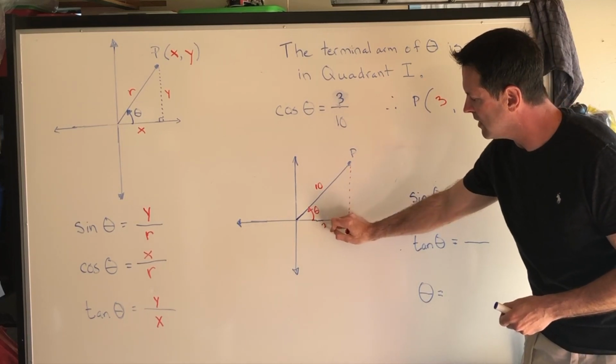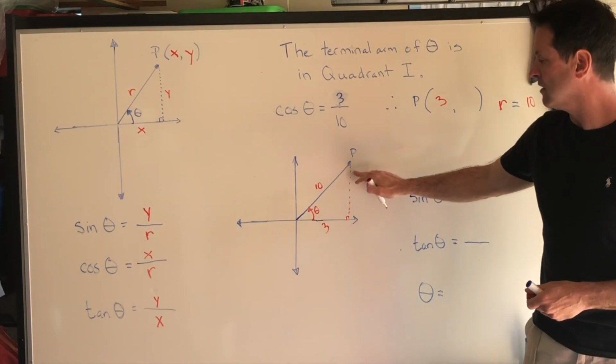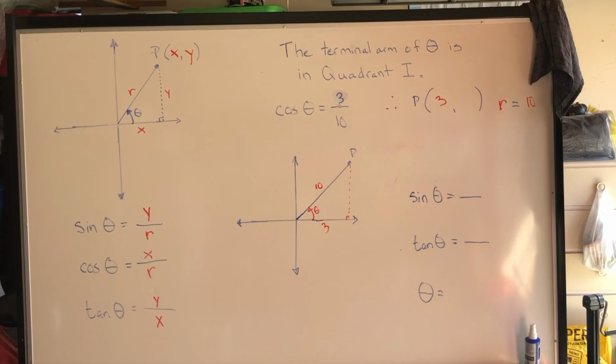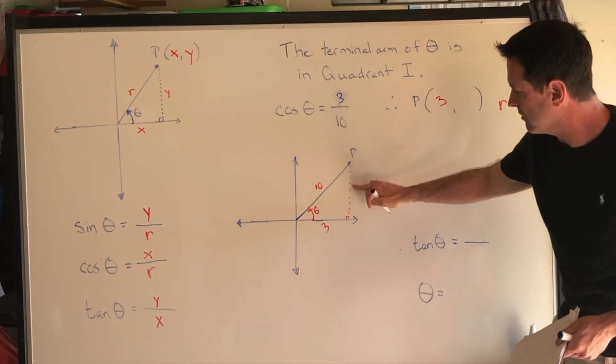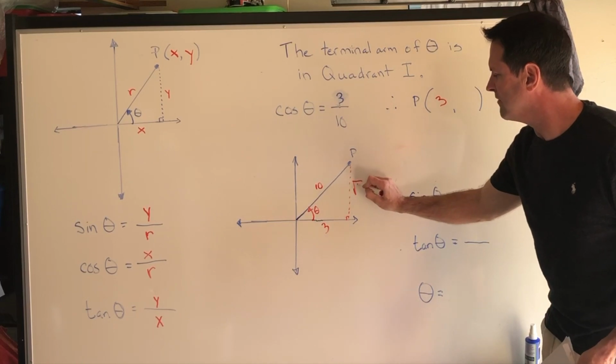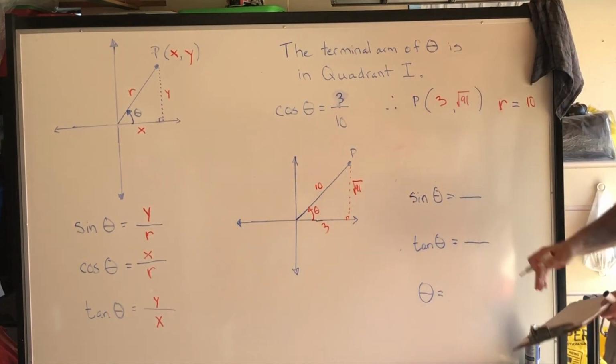So I'll drop a line from point P to here. I know that that side, the adjacent side, is 3 units long. We've got to find that length. Use the Pythagorean theorem. We would find that the length from here to here, y, worked out to the square root of 91. So root 91 is the y-coordinate of point P.